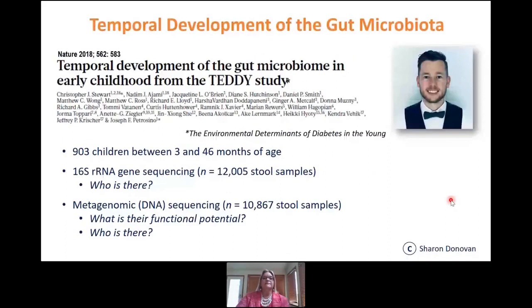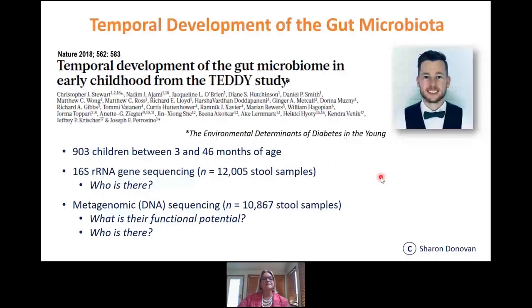I'm going to briefly talk about the TEDDY study, which is really an elegant study that probably has the largest numbers of samples that have been analyzed to date. So this was a study conducted by Christopher Stewart and colleagues. They obtained fecal samples from infants who were enrolled in the TEDDY, or the Environmental Determinants of Diabetes in the Young study. There were 903 children, and fecal samples were collected between 3 and 46 months of age. I want to make a point that although this is very extensive and very informative, samples in the early postpartum period are missing in this cohort.